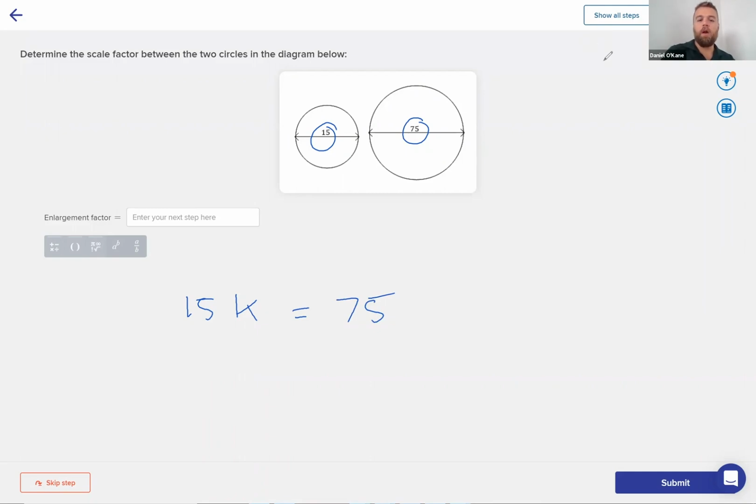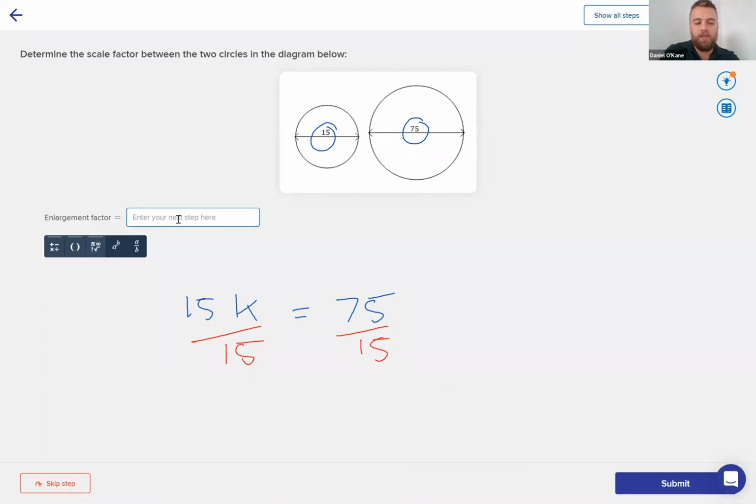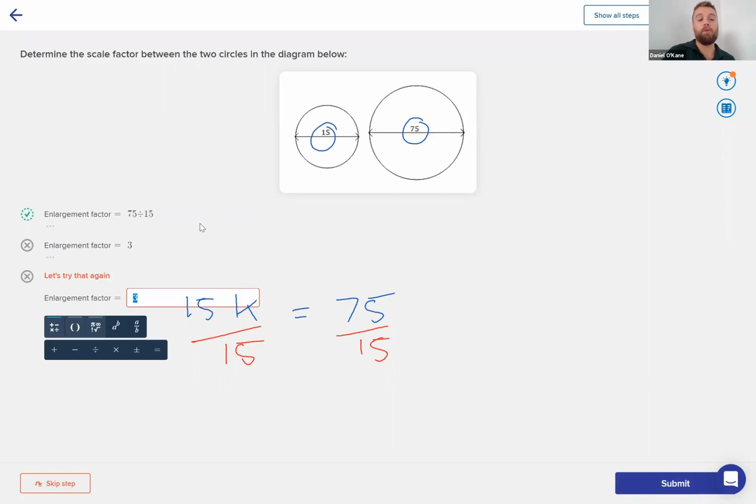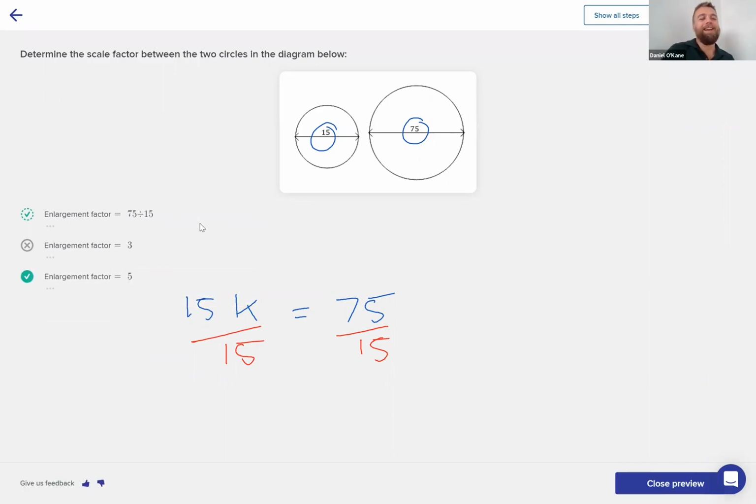Well done. So dividing both sides by 15 in this equation will give me that enlargement factor. So that enlargement factor I could write as 75 divided by, using the division symbol, 15. And then that is going to be, of course, 3. So, whoops, 5. I got that wrong. Yeah, there you go.